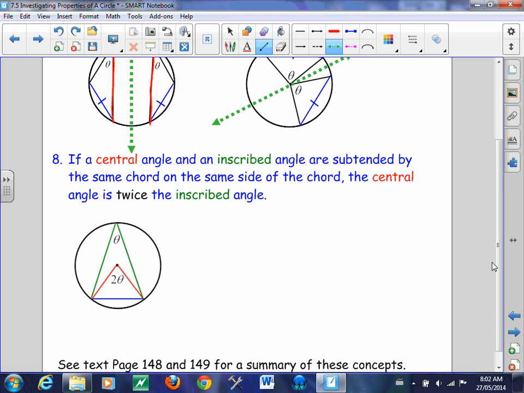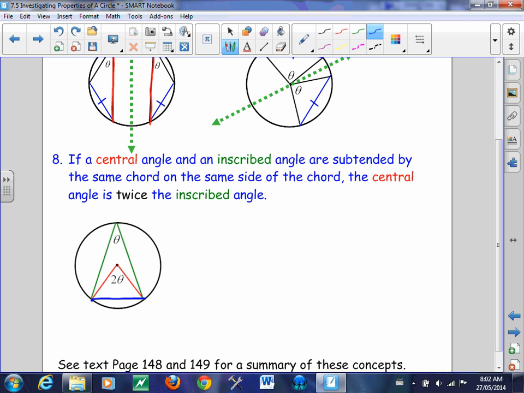If a central angle and an inscribed angle are subtended by the same chord on the same side of the chord, it always has to be on the same side of the chord when you're dealing with that stuff, the central angle is twice that of the inscribed angle. So we're going to do an example of this in a second. But let's start with the basic chord, so blue chord.